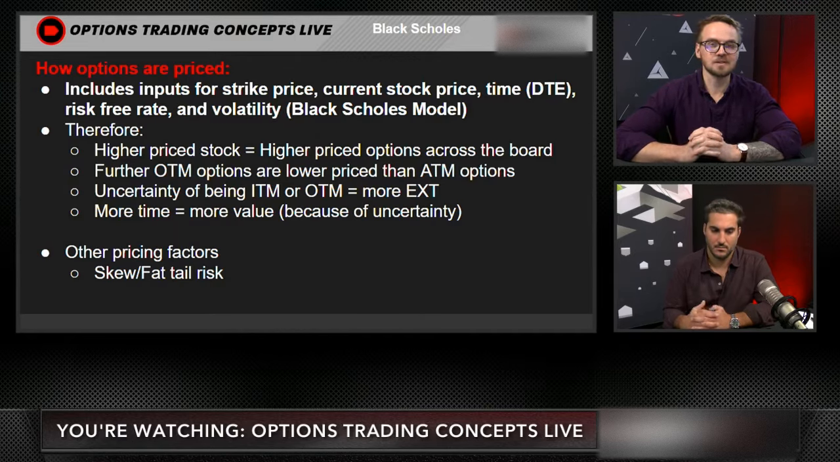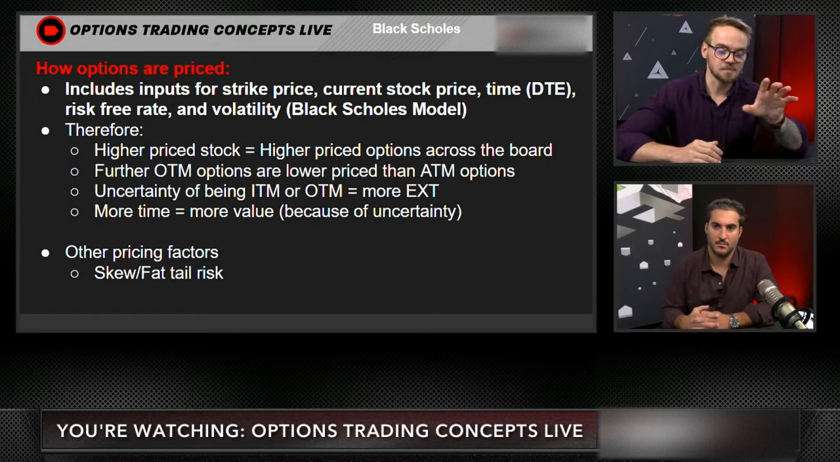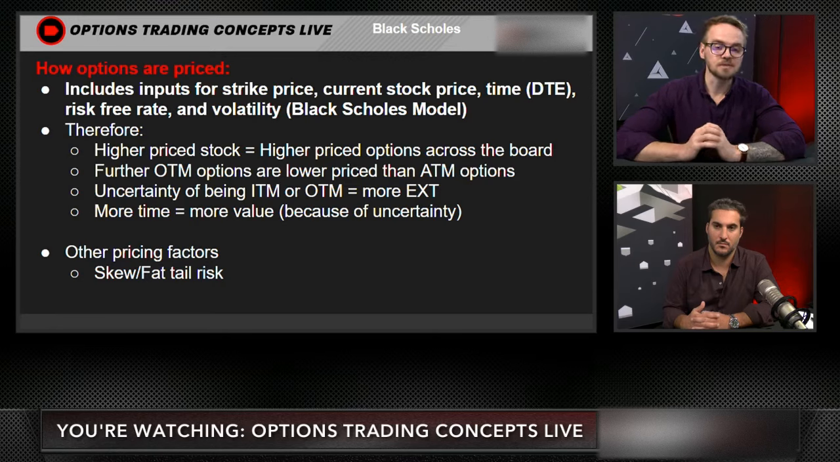Some other pricing factors: skew, fat tail risk. This is going to be very subjective from stock to stock. So you could be looking at Airbnb, you could be looking at DraftKings, you could be looking at Tesla, you could be looking at SPY, Qs. All those products are going to have very different skew landscapes. And that is based on where the market perceives velocity of risk to be.